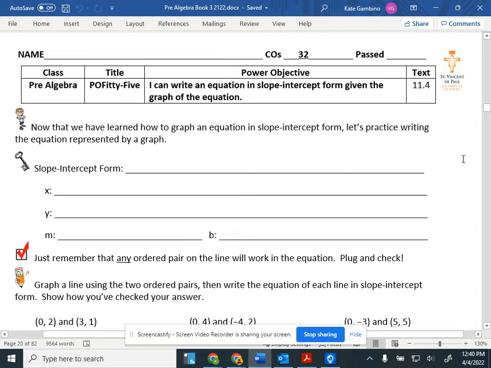Good afternoon. We are continuing with the slope intercept that we were working on before spring break, so we need to refresh our memory on what all of this means, getting us back in the groove. Today we are doing PO55, or as Mr. Schultz says, 55. So I can write an equation in slope intercept form given the graph of the equation.